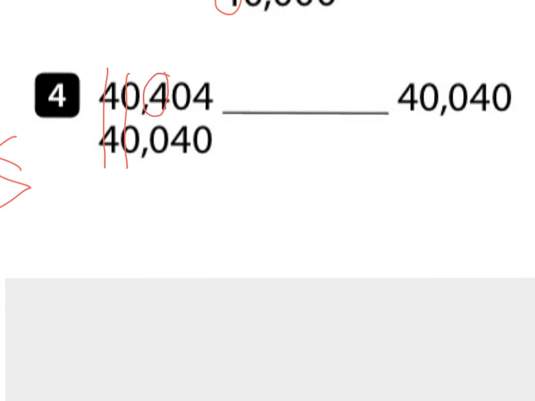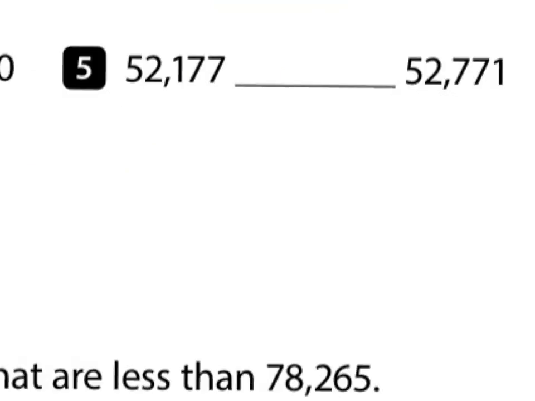And then we can say that 40,404 is greater than 40,040 because the 4 in the hundreds place is greater than the 0 in the hundreds place. All right, now let's compare 52,177 to 52,771.